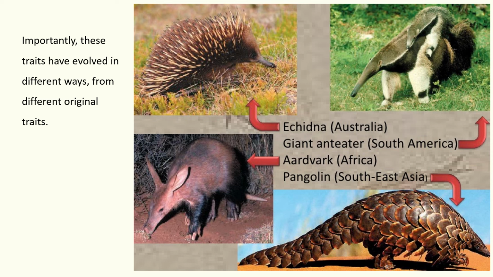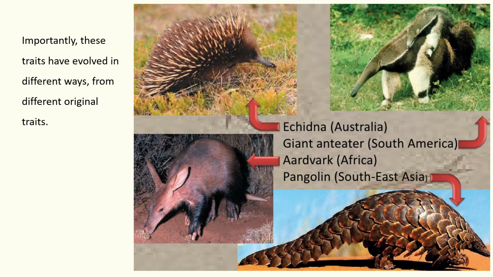Other examples of convergent evolution are these different types of ant-eating organisms. We've got echidnas in Australia, the giant anteater in South America, aardvarks in Africa, and pangolins in Southeast Asia. So all of these organisms have evolved to be quite similar in some ways. They have that sort of tapered head with claws or hooves for digging, and elongated snouts with long tails. And all of these traits allow them to be most efficient at chowing down on ants, which is their main food.